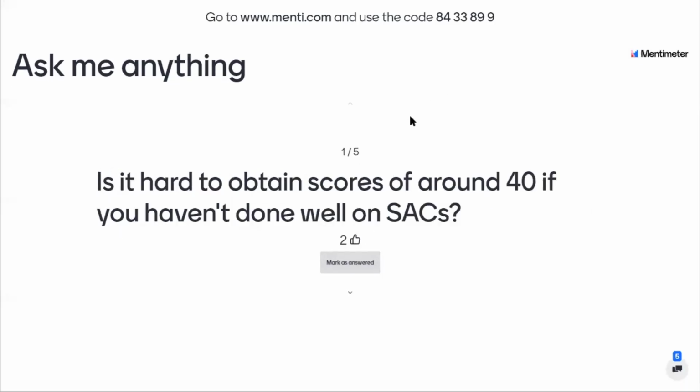Fantastic question. Is it hard to obtain scores of around 40 if you haven't done well on SACs? Yes, it is. This is a classic question because the way VCE is run is that they don't look at your score and say, oh, you've only got 20 out of 40. They look at how well your cohort does. Obviously you don't have the same SAC in your school as other schools do, and it'd be very unfair if people who just had easy SACs did better in VCE. The main determinant of your study score is the exam, and the exam to some degree affects the score you get for your SACs, because your SACs are just a ranking.